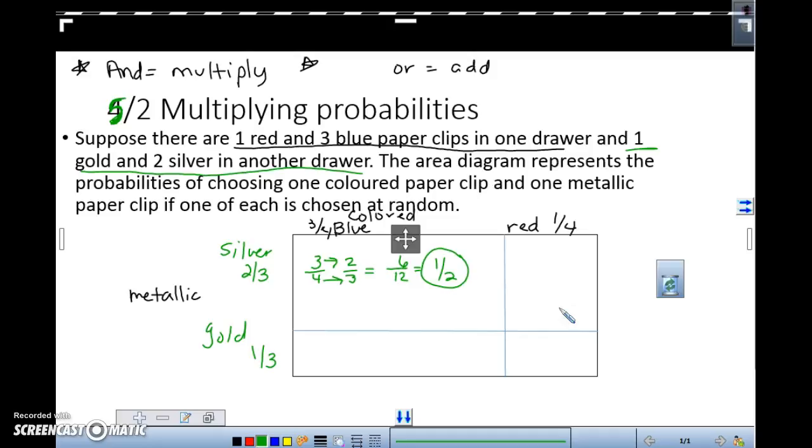Okay, we're going to fill in the rest of the boxes. What if we want to do the probability for silver and red? Multiply straight across. We'll do 2/12. And then we can do that for gold, and we can do that for gold and blue. So 1/3, 3/4. One-third, get a gold and a red.